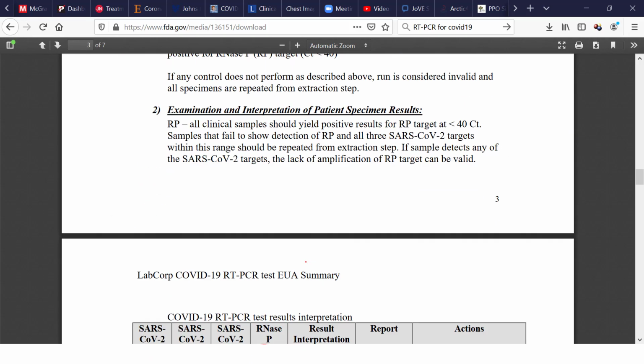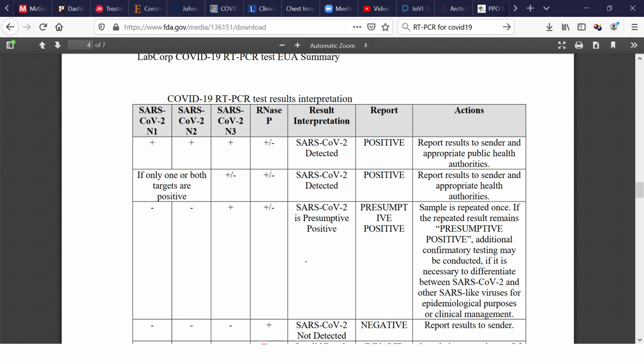I thought this chart was probably the most interesting. Here they're telling us about the RT-PCR results and how they can read those results. Remember I said it was the N1, N2, N3 plus the RNase P gene they're detecting. If somebody tests positive for all 3 of those genes, plus or minus the RNase P, then that is a positive result for detecting SARS-CoV-2. Report that to public health, it says. And if only one or both of these targets are positive, but you get plus or minus on these, then that's also a report to public health.